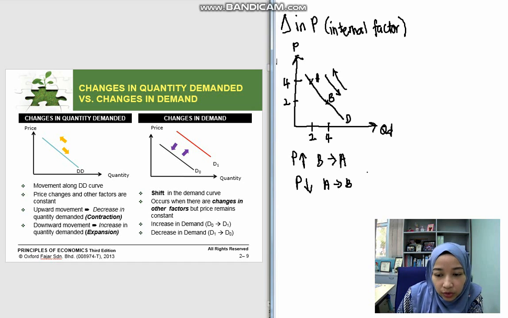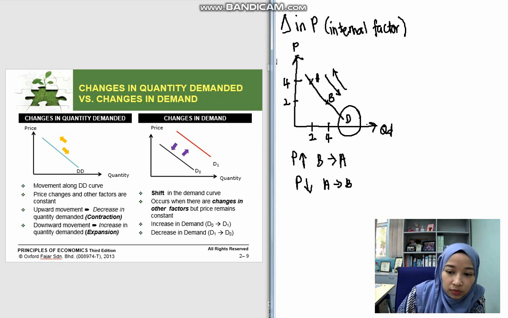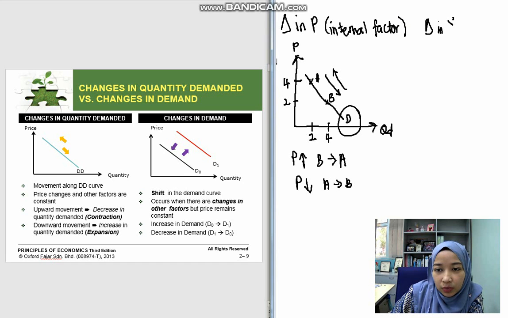So the movement we are talking about here is actually along the same demand curve. So here we only have one demand curve. Okay, so if price increase, the movement will be from point B to point A. If price decrease, the movement will be from point A to point B. Okay, if we talk about external factors, which means we are talking about factors other than price. Okay, for example, if there is a change in income. Okay, I put Y here. Y here indicates income. Okay, so this is one of the external factors.